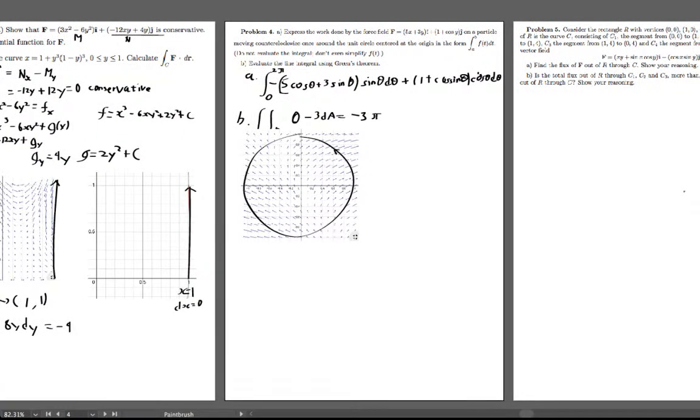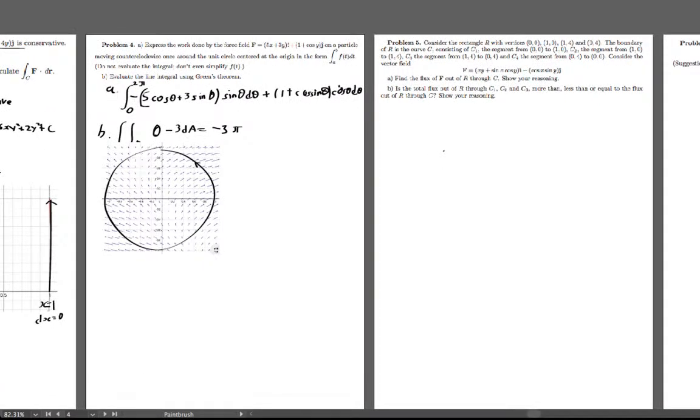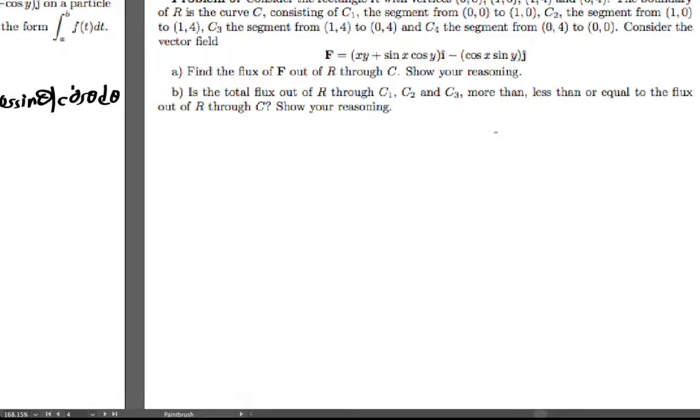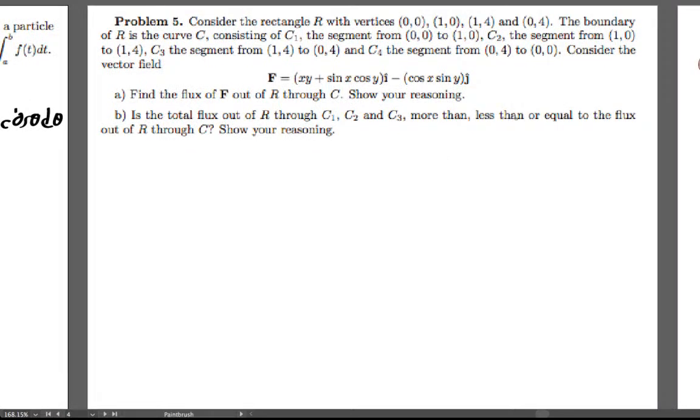Problem 5. We got 2 more problems. Good. Consider the rectangle R with vertices 0,0, 1,0, 1,4, and 0,4. The boundary of R is the curve C, consisting of C1, the segment from 0,0 to 1,0, and so on. Consider the vector field. Find the flux out of R through C. Show your reasoning.